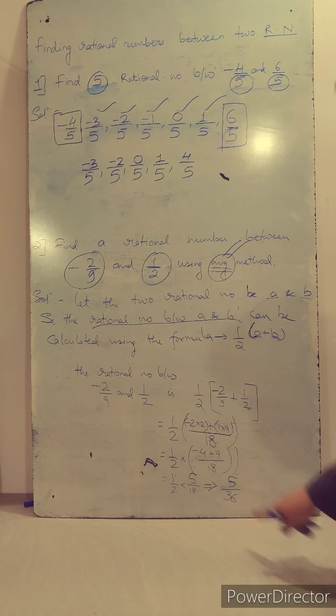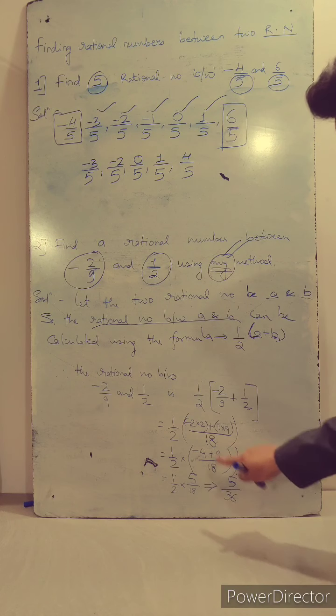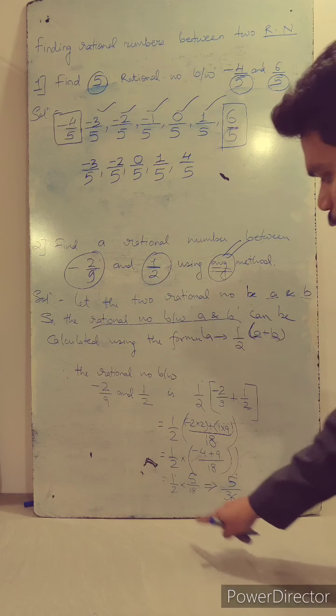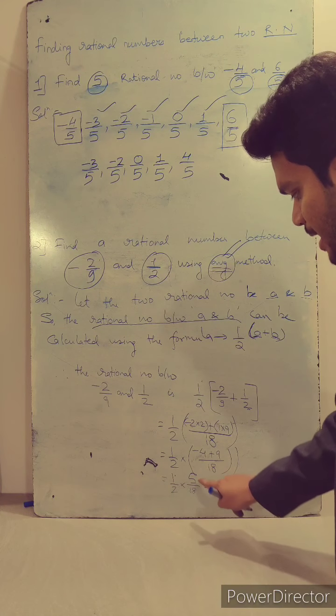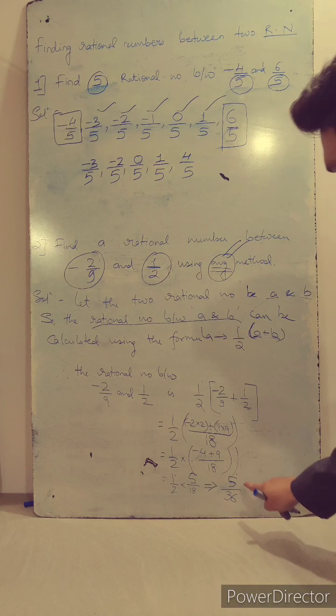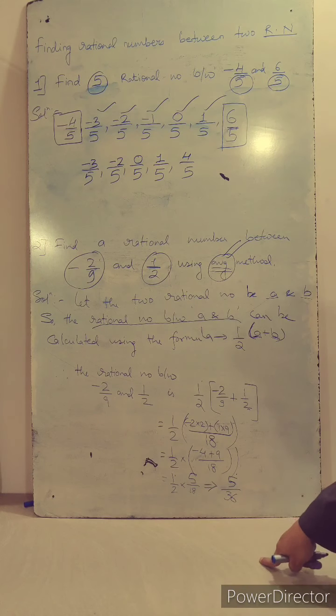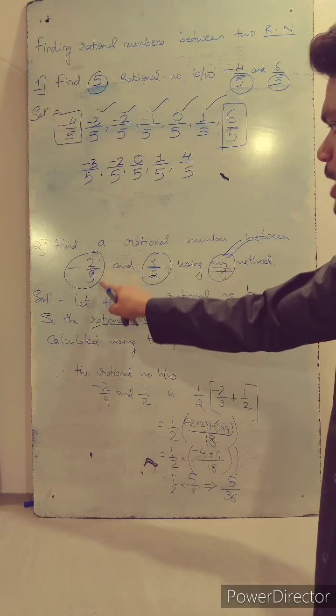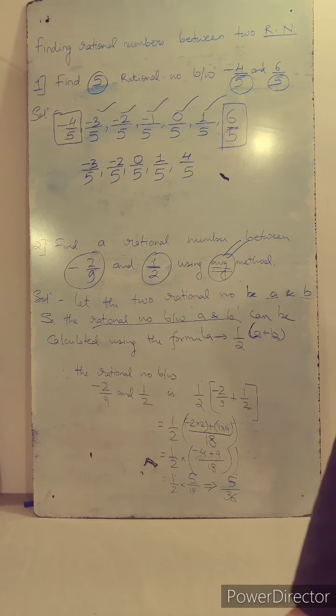Solving the numerator, we get minus 4 plus 9. The final simplification of this is 5. So 1 by 2 multiplied by 5 upon 18. So the final answer is 5 by 36. So this is the rational number that lies between minus 2 by 9 and 1 by 2.